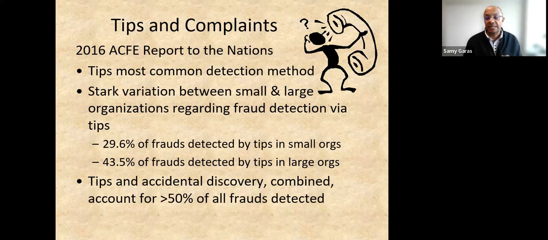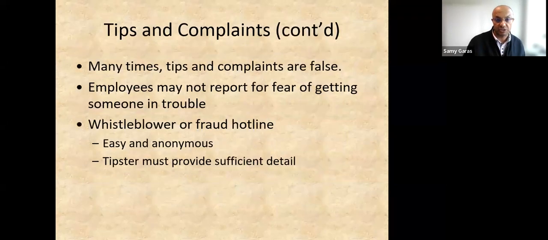And the tips might be helpful, as you can see here, the ACFE, which is the Association of Certified Fraud Examiners. They made a report back in 2016, and I think you might find it on their website. It says the tips were leading to detect a fraud in more than 29.6% of cases among the small organizations and 43.5% in large organizations. So the tips are very helpful, but remember, it doesn't make 100%. It's just a significant percentage. So tips and accidental discovery combined make more than 50% of all fraud detection.